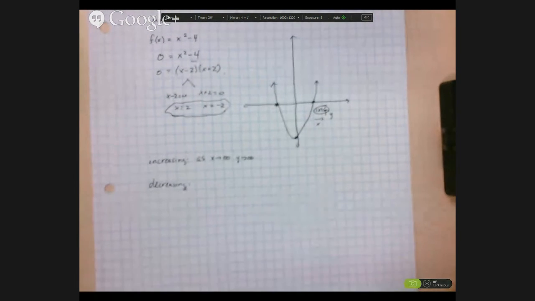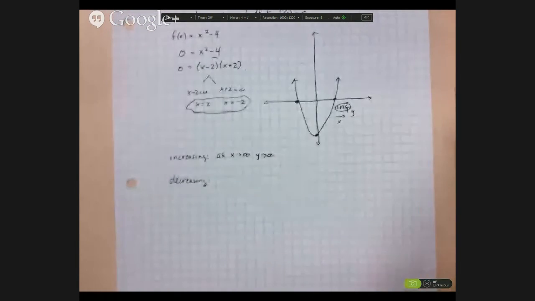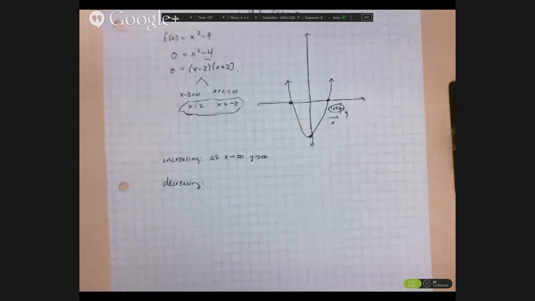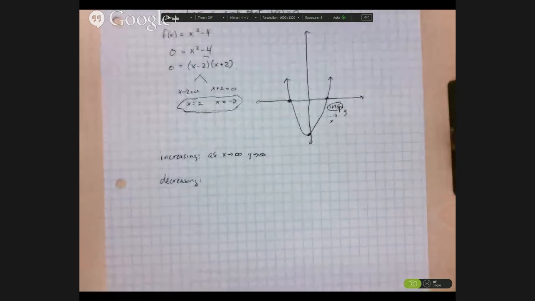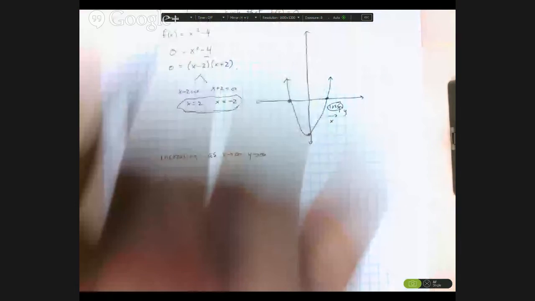Focus. Come on. Okay, now we should be good.